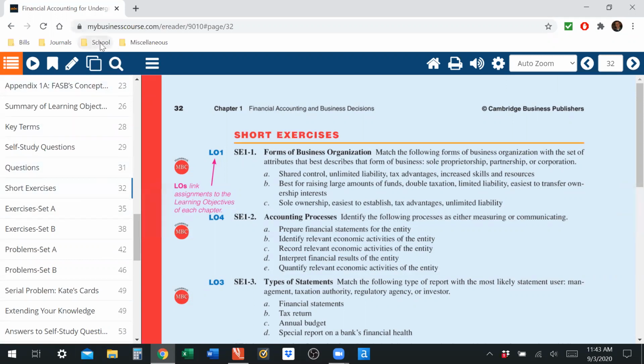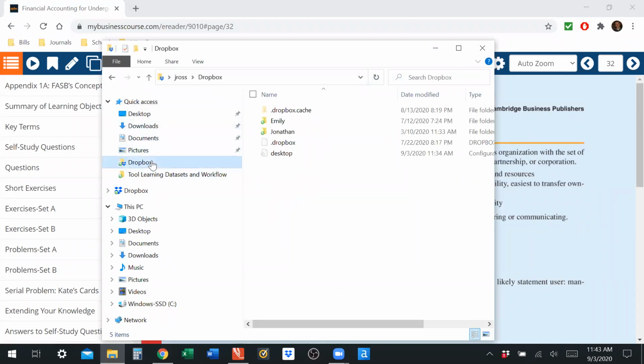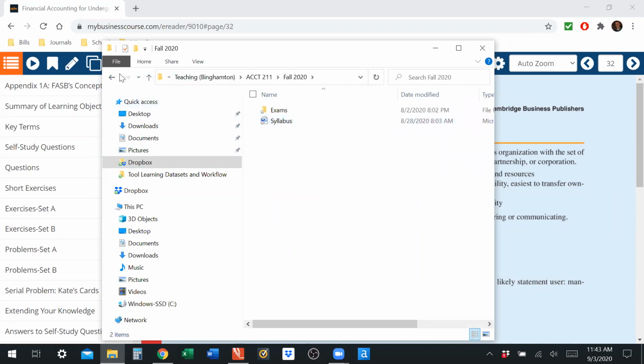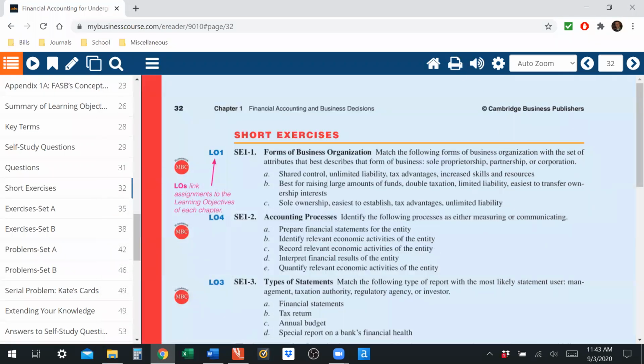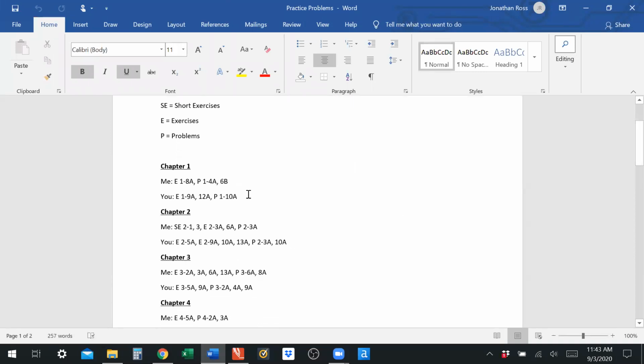Let's see. I'll just go to it in my Dropbox here. So I had uploaded this document to Blackboard, which is this document right here, which were some recommended problems you could do at the end of each chapter. And I said we will work these in class, and then the TAs will work these.